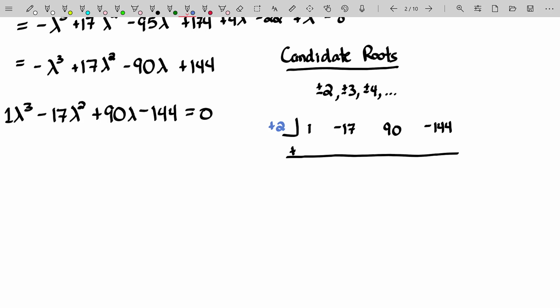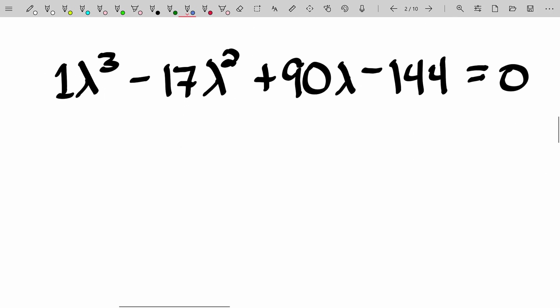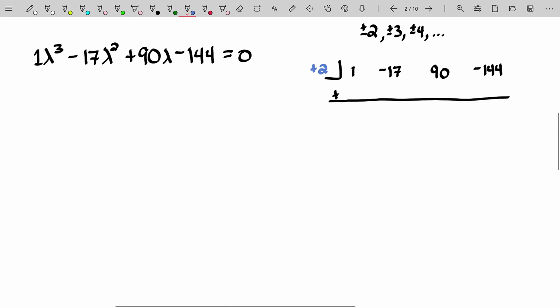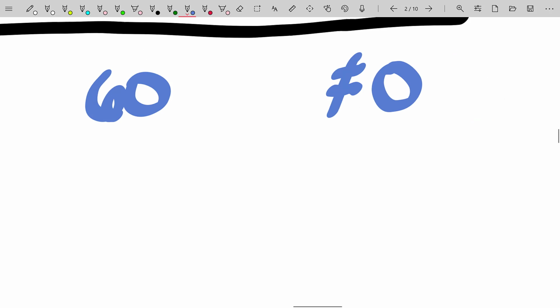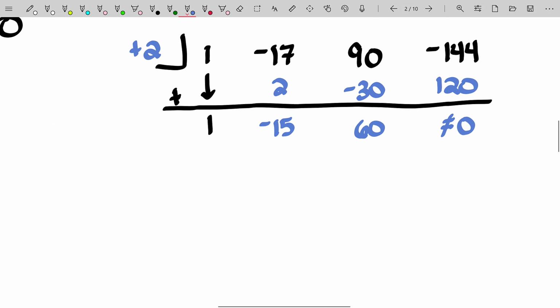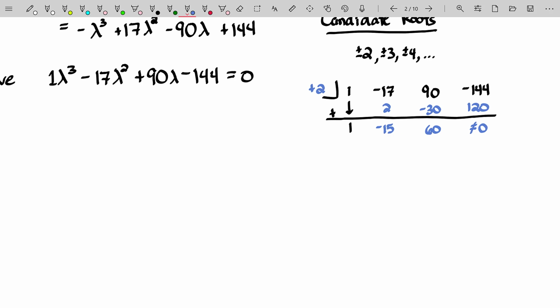So we're going to try to show that 2, positive 2, is a root of this function, or in other words, a solution of that equation. All right, so 2 didn't work because we get a remainder that's non-zero. So 2 is definitely not a solution of that equation. I'll go ahead and try negative 2 now.